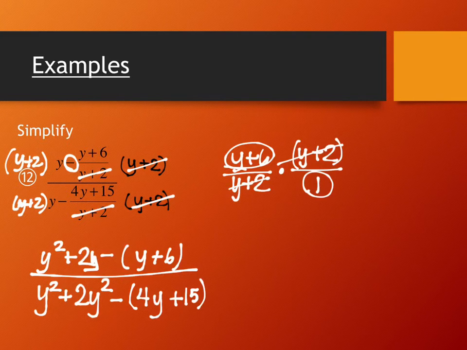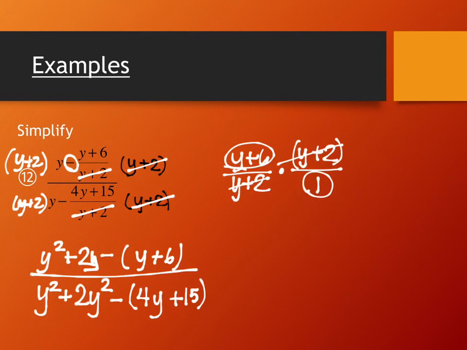Basically what we're saying is y plus 6 here is divided by y plus 2. So if I divide by y plus 2 and I multiply by y plus 2, multiplying and dividing by the same value gets me back to where I started. This is divided by y plus 2. This is multiplying by y plus 2, so I'm canceling out the multiplication and division steps.